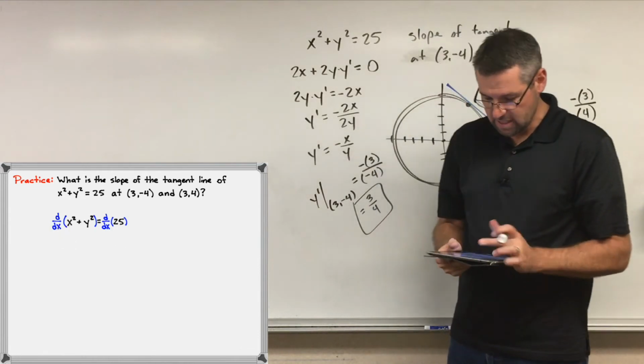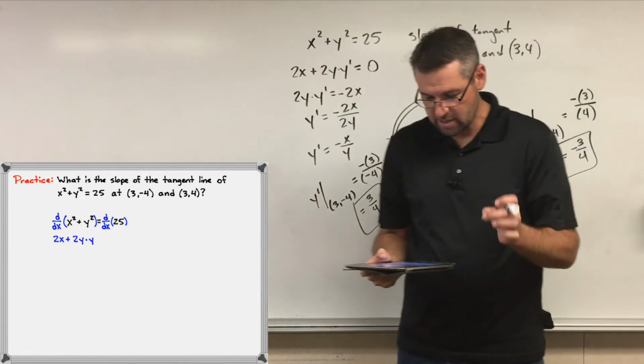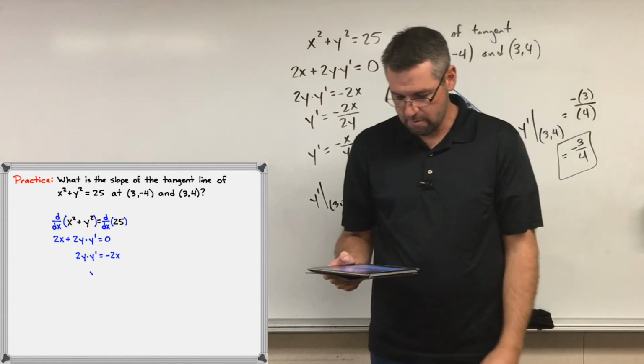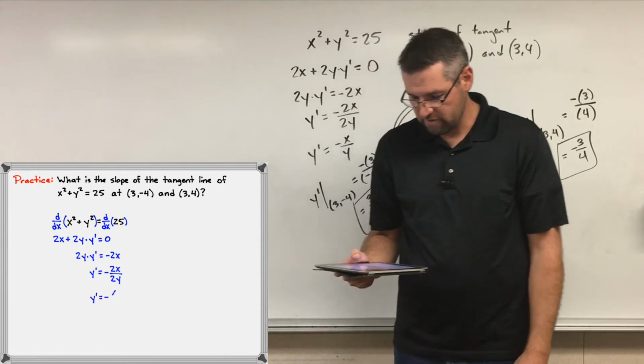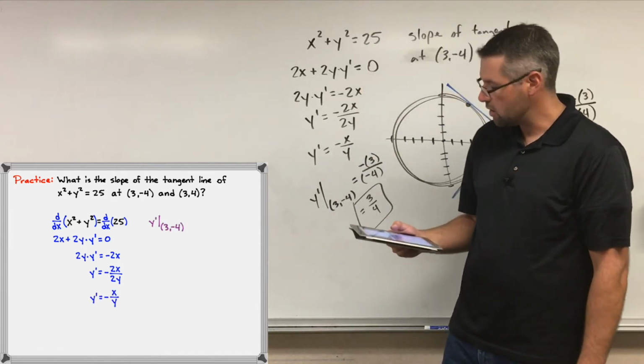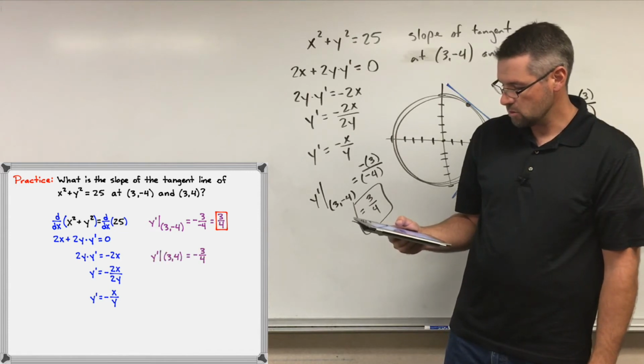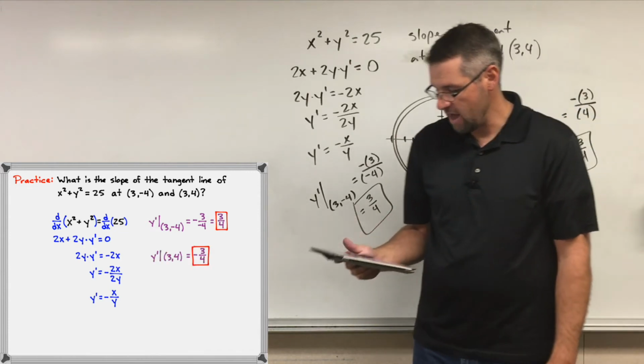So the derivative in respect to x is 2x plus 2y times y prime equals 0. And then we isolate y prime, and we have our derivative expression. And then we can plug in our coordinates and get our slopes out. Okay, so that wraps up that problem.